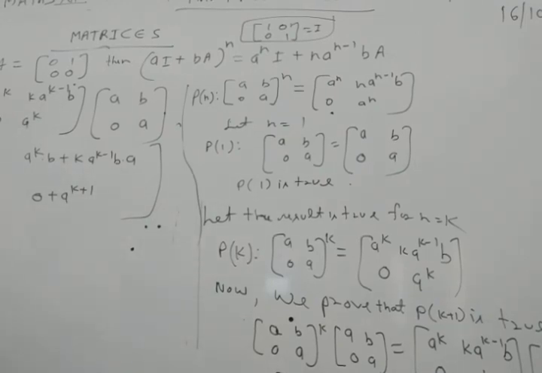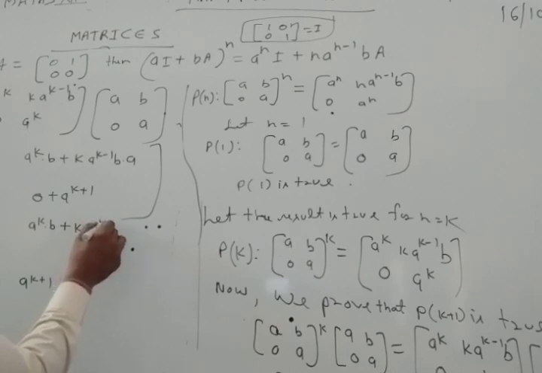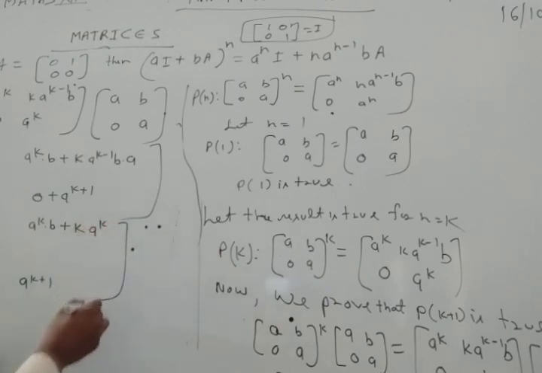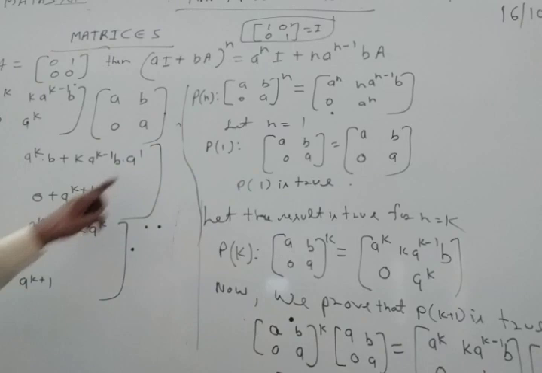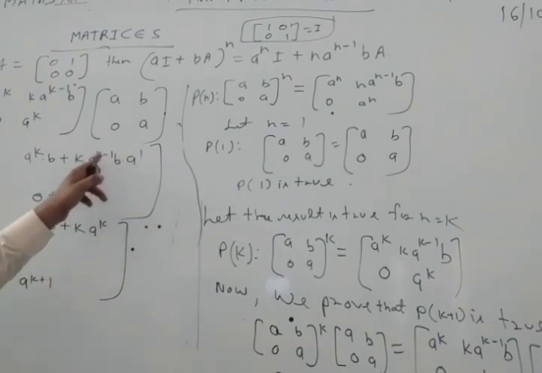Okay? Now see, A to the power k plus 1 equals 0, A to the power k plus 1. Now what we will write here is A to the power k into B plus k A to the power k. Here the power of A is 1, the base is the same. When we add this, it will be A to the power k.